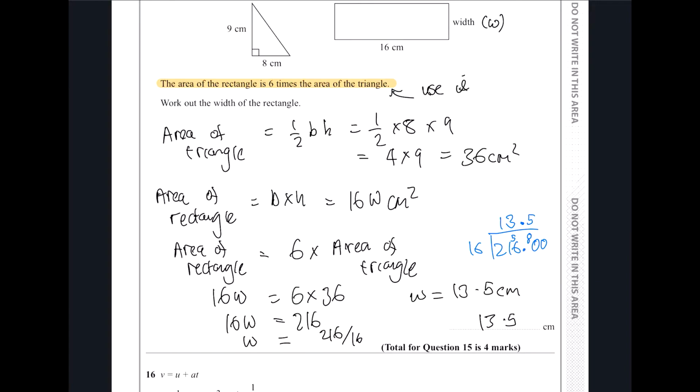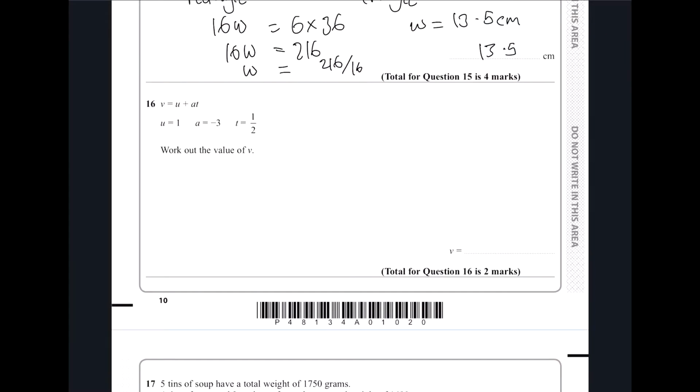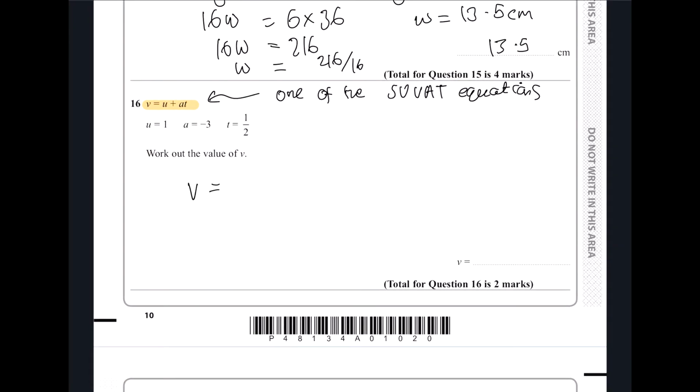Okay, good. Next one, work out the value of V. So again, if you guys don't know, this is actually an equation in physics. All you need to do here is substitute it in, but basically this is known as one of the SUVAT equations. And what it's used for is calculating motions of particles in scenarios where the acceleration is constant. But anyway, all we need to do is plug things in. So V is equal to U plus AT.